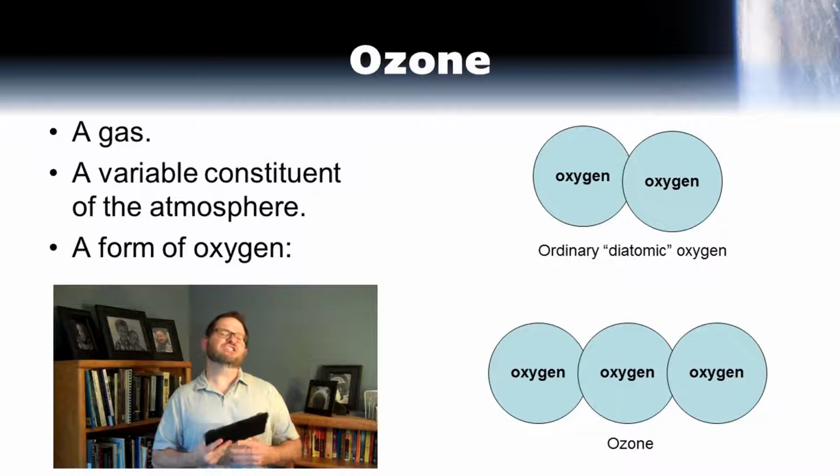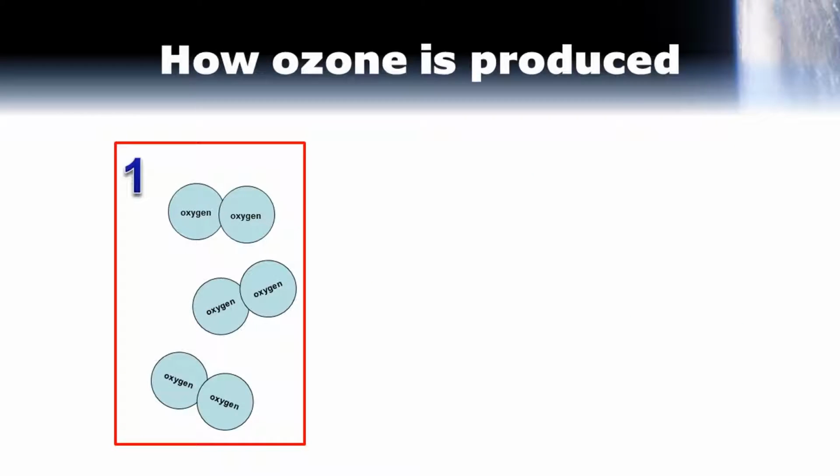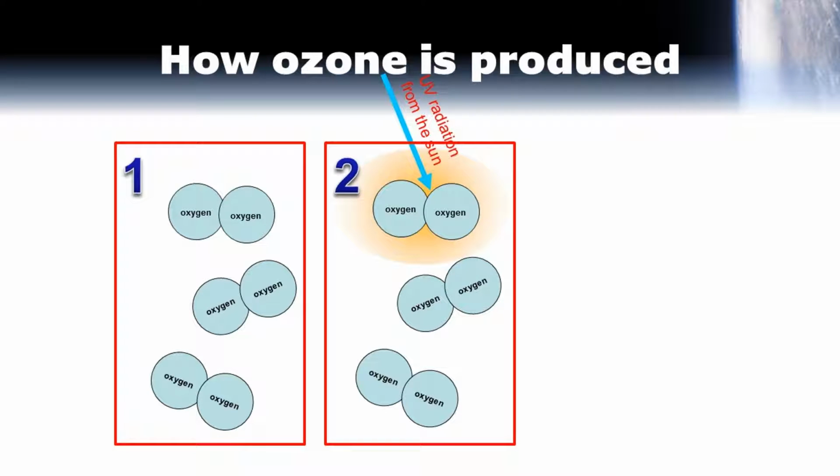But before we do that, we actually do need to talk about how the atmosphere makes ozone. Ozone is produced, probably unsurprisingly, from ordinary oxygen molecules, O2 molecules. If you start off with just 3 ordinary O2 molecules, and you hit one of them with a little bit of ultraviolet radiation from the sun.